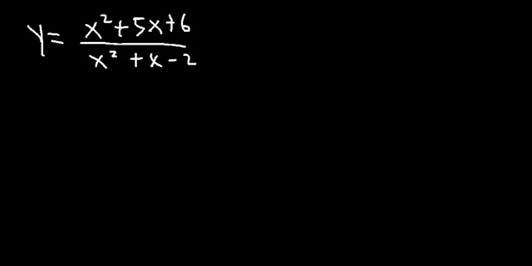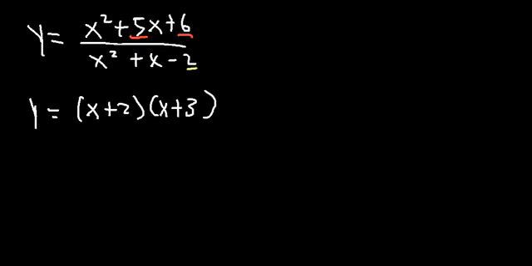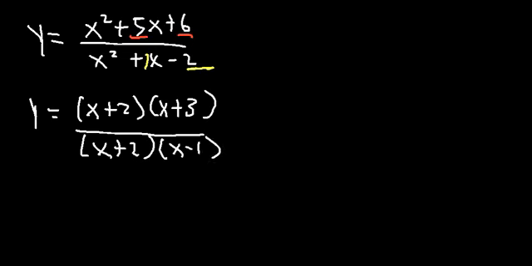What you should do is you should factor everything. So to factor x squared plus 5x plus 6, think of two numbers that multiply to 6, but add to the middle term 5. 2 times 3 is 6, 2 plus 3 is 5, so it's going to be x plus 2 times x plus 3. To factor this one, look for two numbers that multiply to negative 2 but add to 1. So that's positive 2 and negative 1. 2 plus negative 1 is 1. So it's x plus 2, x minus 1.